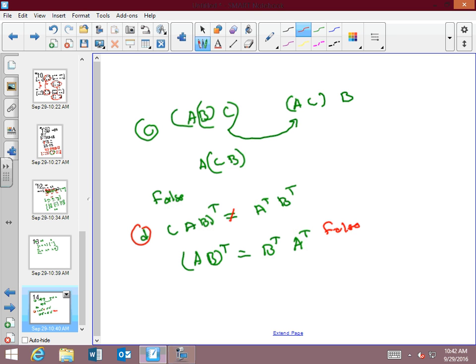Okay. Number 20, I'm about out of time. Number 20, suppose the second column of B is all zeros, what can you say about the second column of AB? It's also all zeros.